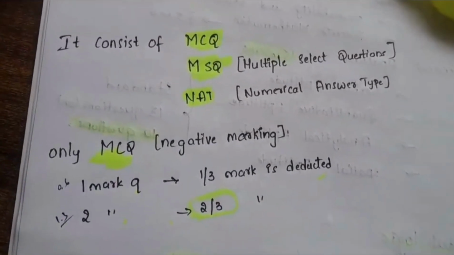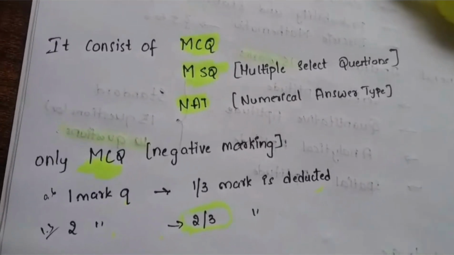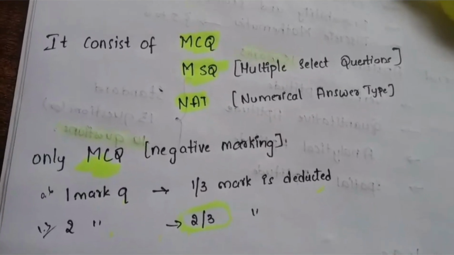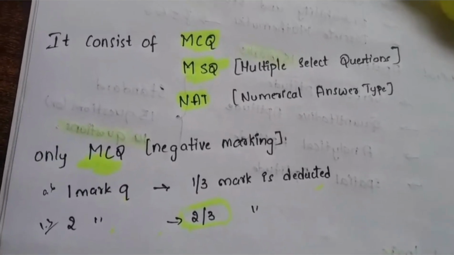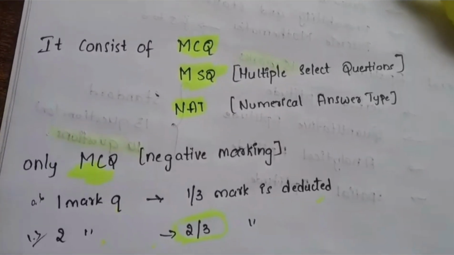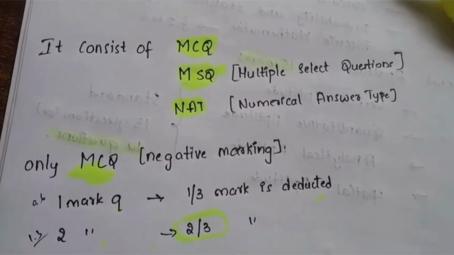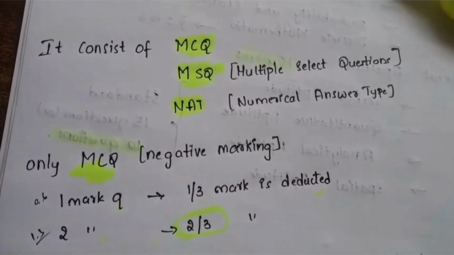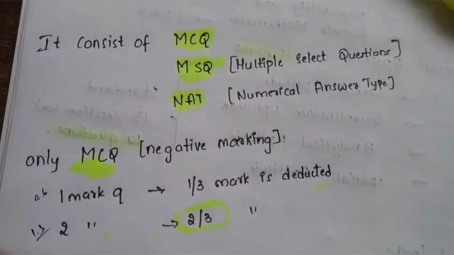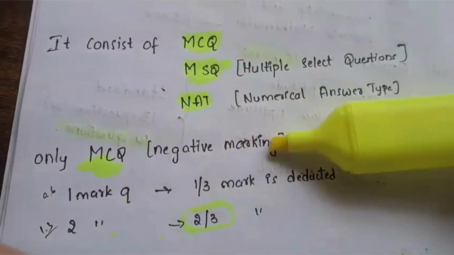So thinking about this, we will be having negative marking only for MCQ questions. In MCQ questions, we'll be having 1 mark questions or 2 mark questions. If it is a 1 mark question, then 1 by 3rd mark will be deducted. And if it's a 2 mark question, 2 by 3rd mark will be deducted. In this complete GATE paper, we have negative marking only for the MCQ questions. We don't have it for the multiple select questions as well as numerical answer type. So no need to worry about these two, but in multiple choice questions, we have negative marking.